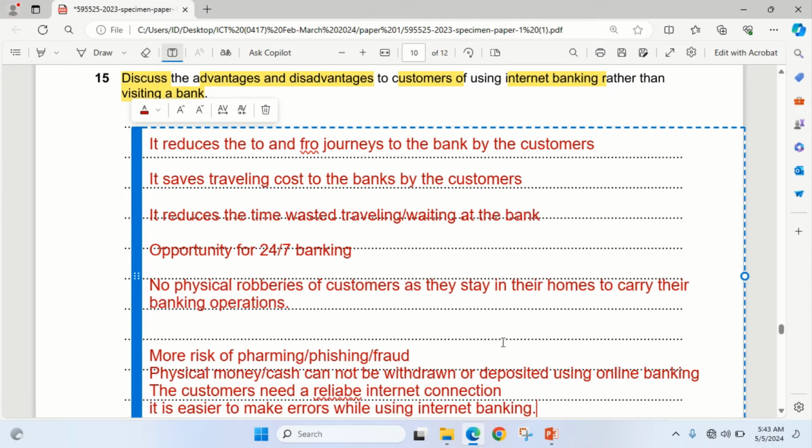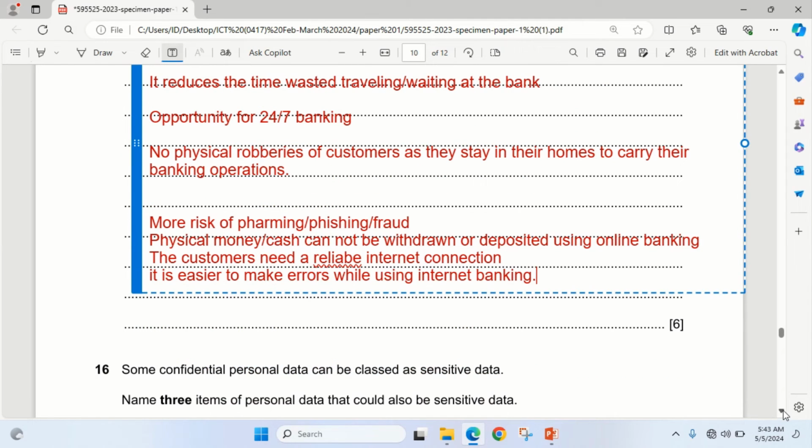So there are other points to write. But the question is asking for 6 valid points. So any 6 here, talking about the advantages and disadvantages, will earn you the full mark here. And then you have done well there.